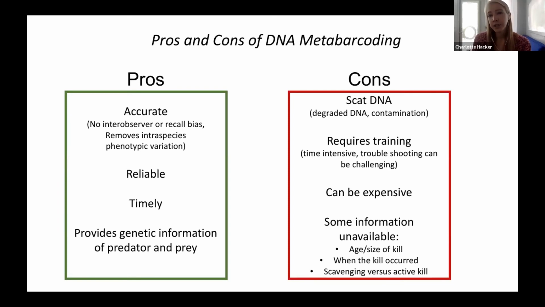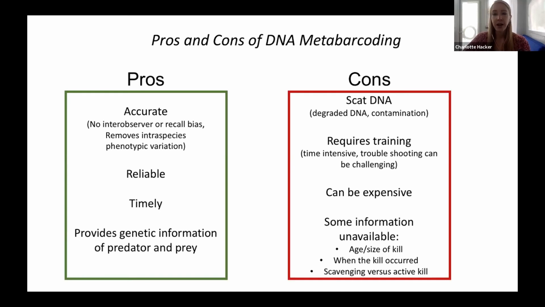And then there's some information that you're just not going to be able to get from this approach. For example, you're not going to know the age or the size of the kill. You're not going to be able to look at a scat and tell that this came from an adult ibex or a baby ibex, or that it was a really large old male. Those aren't things you're going to be able to discern.